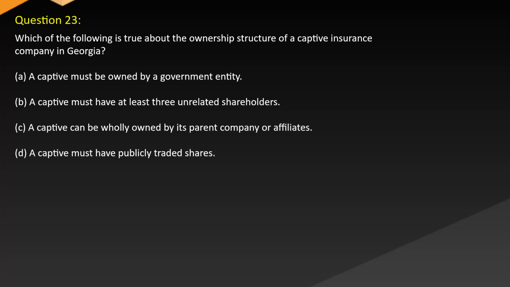Question 23. Which of the following is true about the ownership structure of a captive insurance company in Georgia? A. A captive must be owned by a government entity. B. A captive must have at least 3 unrelated shareholders. C. A captive can be wholly owned by its parent company or affiliates. D. A captive must have publicly traded shares.